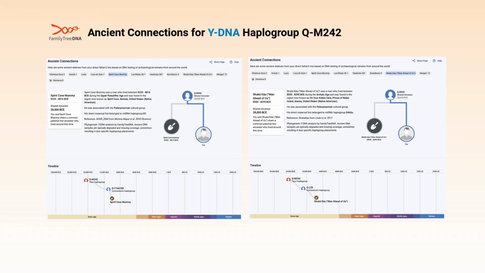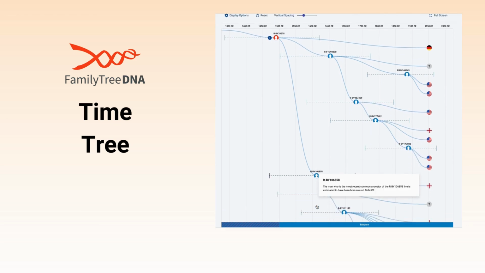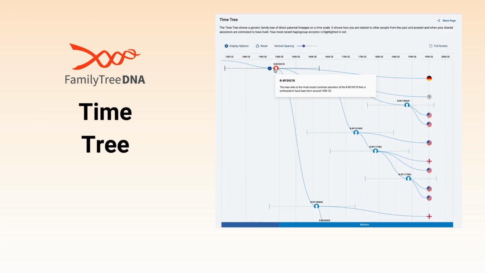This is another screenshot showing you more ancient connections. This is from Native American branch QM242. The time tree is probably the most popular discovery report.